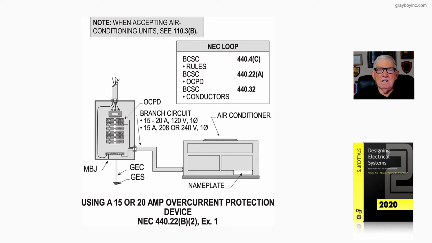Now, in the NEC loop, you have your branch circuit selection current rules in 440.4C, the branch circuit selection current overcurrent protection 440.22A, the branch circuit selection current conductors 440.32. And of course, your unit would be accepted by the authority having jurisdiction per 90.4 in accordance with NEC 110.3b as in boy. And of course, if it's cord and plug connected, you want to be sure you enforce the rules of 440.62 of the code.